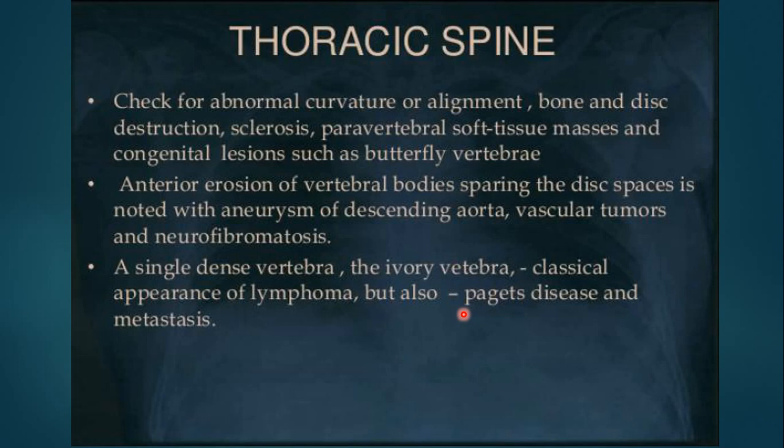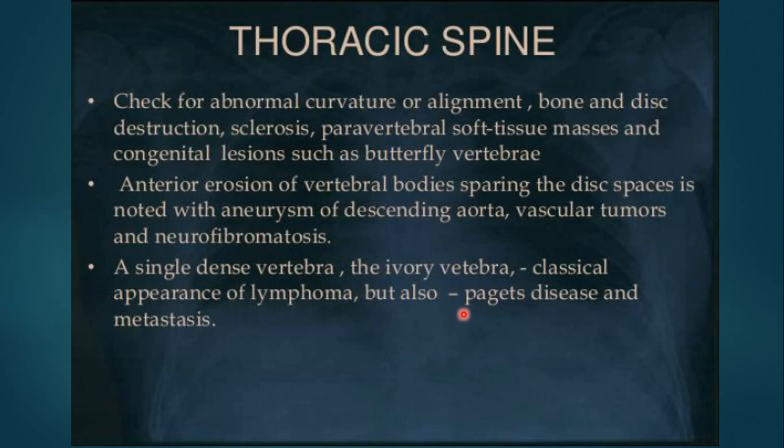Regarding the thoracic spine, we also need to comment on the bone evaluation. We should check for abnormal curvature, abnormal alignment, the bone and disc for destruction, sclerosis, also paravertebral soft tissue masses, congenital lesions like butterfly vertebrae, for example.